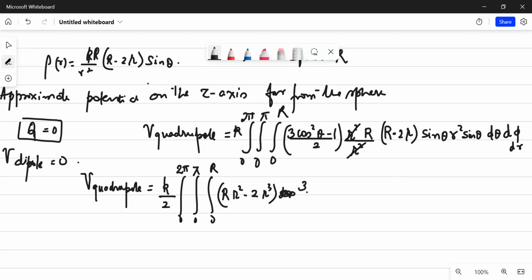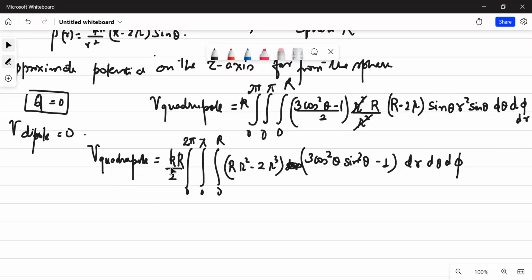So I'll write 3 cos square theta sin square theta minus 1, and one more r should come, right? This r was also left, so let's take this r outside, okay. Then you have some d phi also. So I'll write d phi as, let's see later, d theta and d phi. So I'll simply take this, just don't get confused.